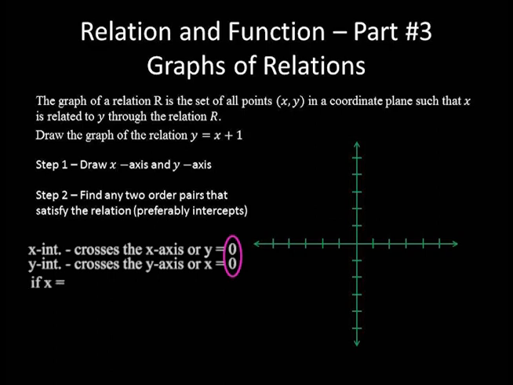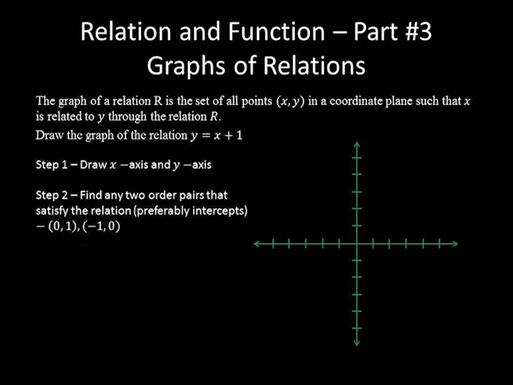When x equals 0, y equals 0 plus 1, which is equal to 1. So (0, 1) is the y-intercept. When y equals 0, 0 equals x plus 1. This implies x equals negative 1. So (-1, 0) is the x-intercept. Let's indicate the order pairs on the graph.